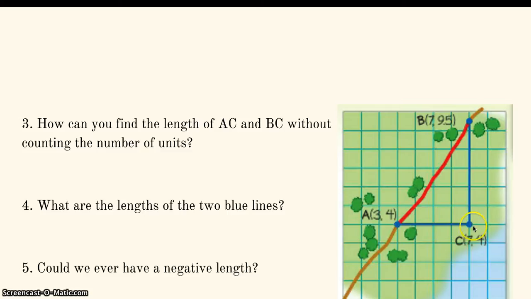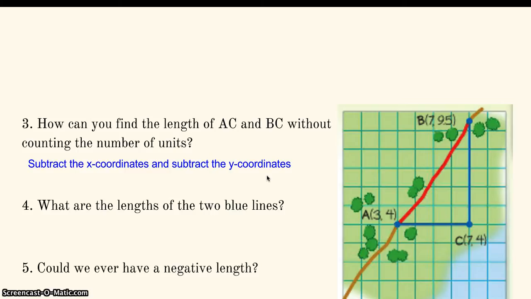Then I look at B and I see BC, and I see that B is (7, 9.5). The coordinates of C is (7, 4). Therefore, I know that the only change that was made was along the y-axis. So I look at what that change is. From 4 to 9.5, I know that we rose 5.5. So the length of this blue segment BC is 5.5.